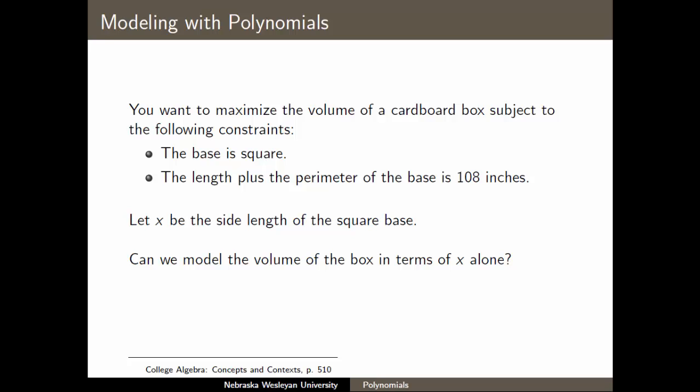So suppose we have a cardboard box and it's subject to the following constraints. Its base should be square, and the length plus the perimeter of this square base should be exactly 108 inches. Is it possible to model the volume of this box in terms of just a single variable? A convenient choice for our variable x would be the length of the square base.